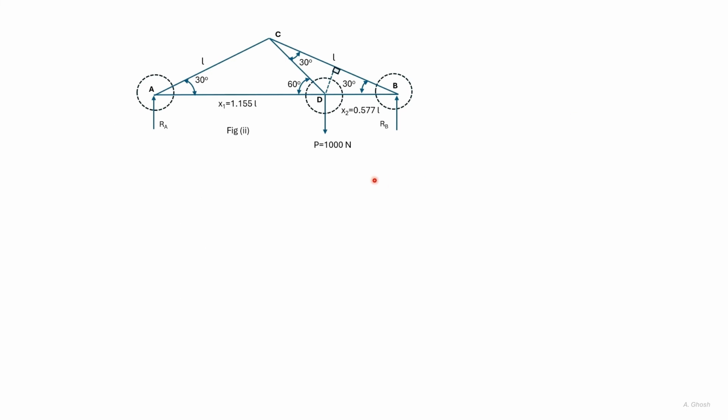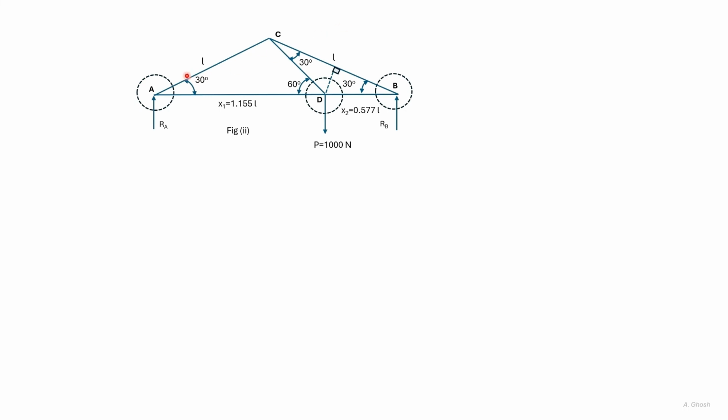This is the same truss as we considered in the earlier slide. Here we are given the angles at A, B, and D. We'll first look at the geometry of this truss, then we'll consider the equilibrium of the whole truss and find out the external reactions. And finally, we'll look at the equilibrium of joints such as the joint at A.